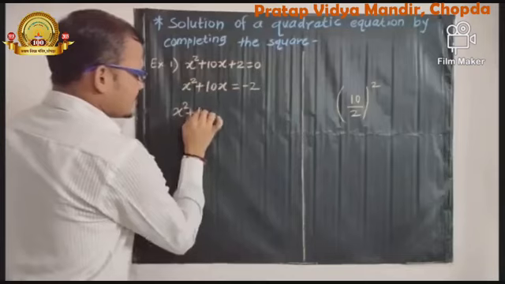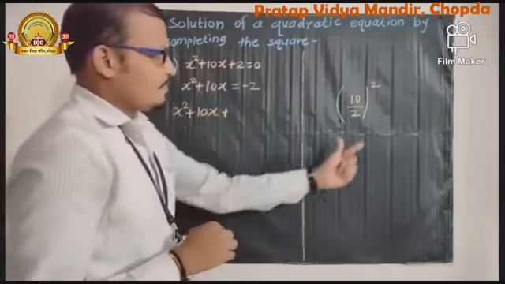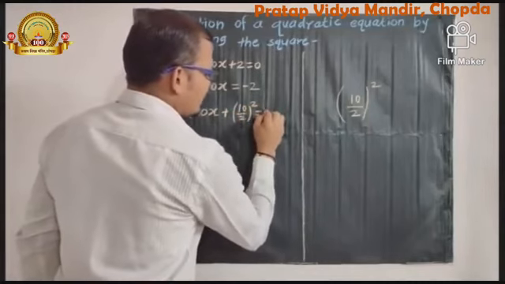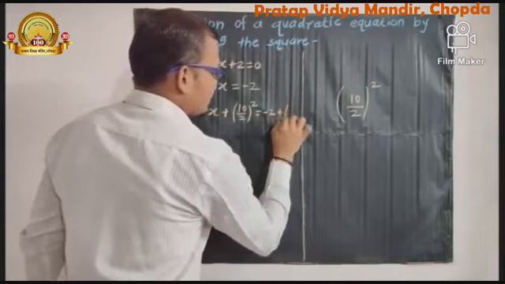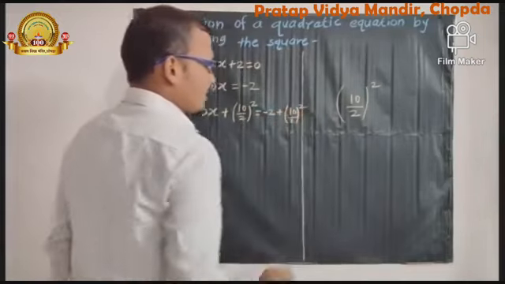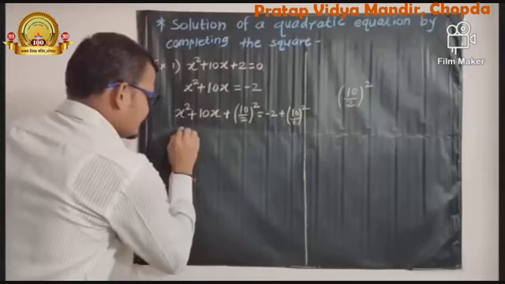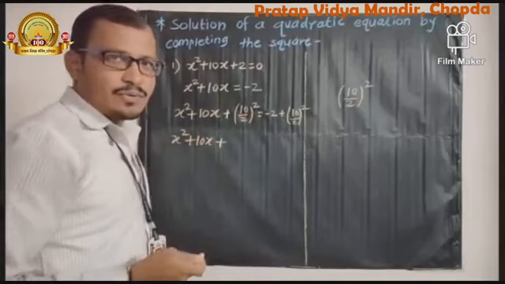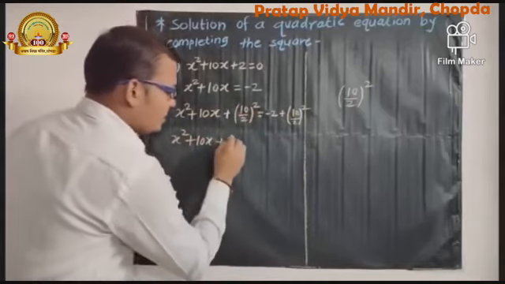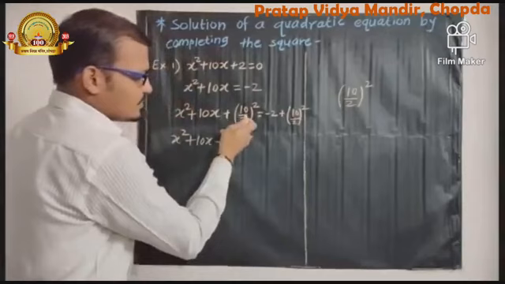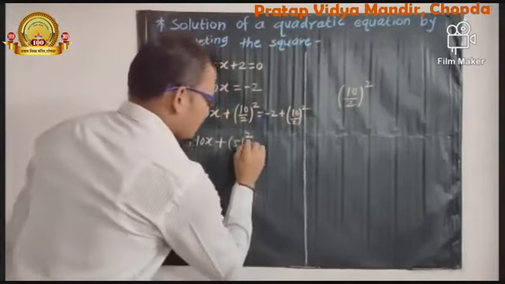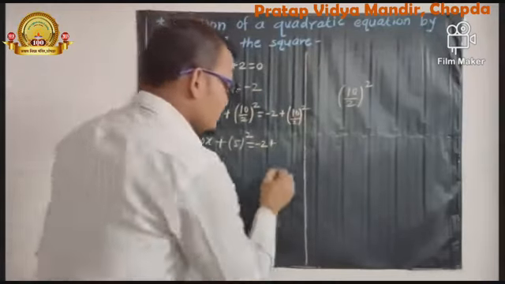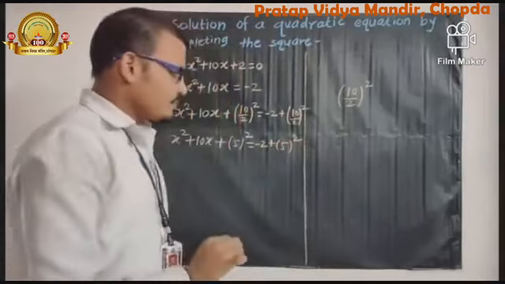So our equation becomes x square plus 10x plus, adding this term, 10 upon 2 bracket square, is equal to minus 2 plus 10 upon 2 bracket square. Now x square plus 10x plus this 10 upon 2, we can write as 5 square, because 2 fives are 10, is equal to minus 2 as it is, plus again this 10 upon 2 is 5 square.